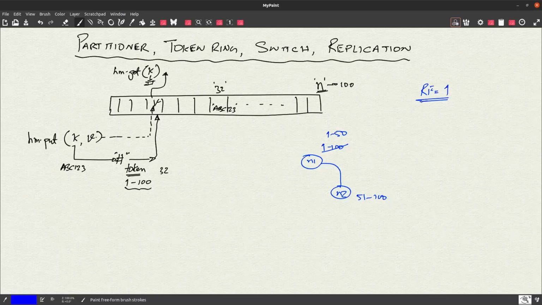I'm getting started slow. I'm going to introduce replication factor greater than 1 here. I'm still in partitioner and I'm slowly getting into the token ring.